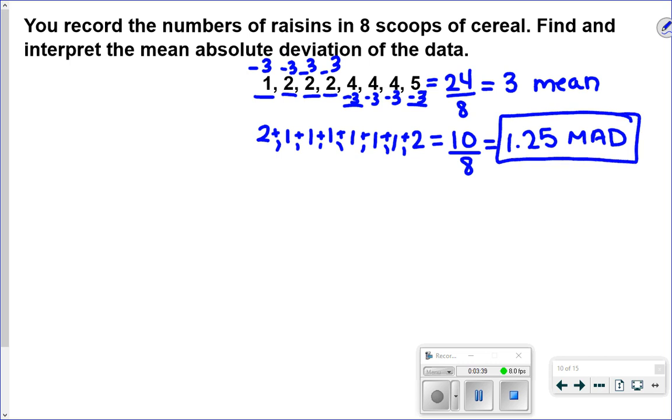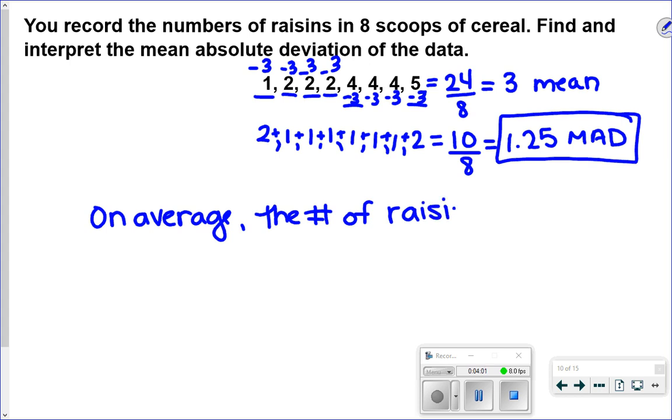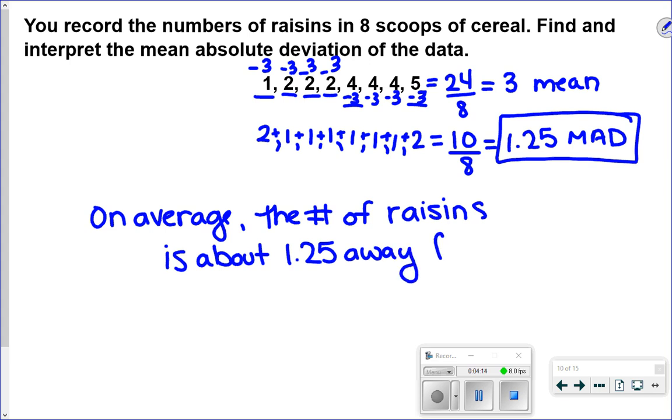Okay, so interpret. This is about numbers of raisins in 8 scoops of cereal. The MAD tells us the distance from the mean. So I'm going to write: on average, the number of raisins is about 1.25 away from the mean of 3.